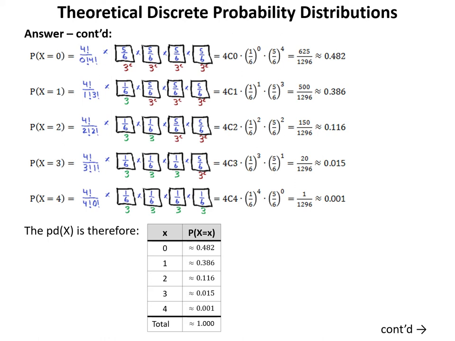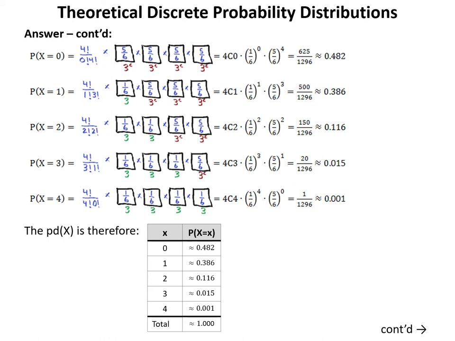And then for x equals 1, now we have 4 factorial divided by, and we have 1 3, so that'd be 1 factorial, and 3 non-3s, so we would go 4 factorial divided by 1 factorial, 3 factorial, which is the same as 4 choose 1. So we have 4 choose 1 times 1 6th, now it's to the 1, and 5 6th to the 3.